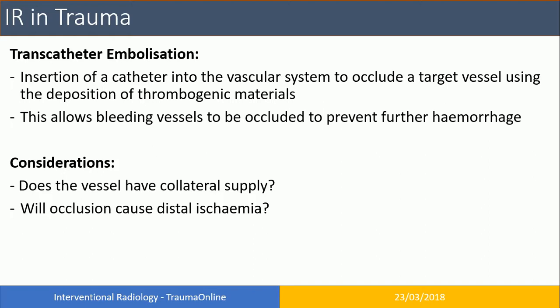But there are a number of things that you have to consider because you can't just go around blocking up any artery which you want. You have to make sure that the vessel has collateral supply. So that means that there's other vessels which are supplying the area which it supplies blood to. Otherwise, if you block off this artery, then you'll start to cause ischemia and necrosis of these tissues, which will cause more problems in the long term.